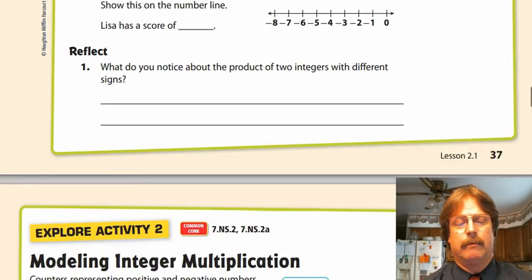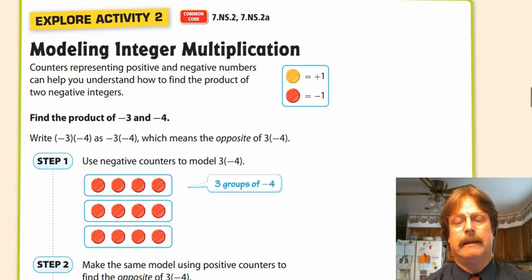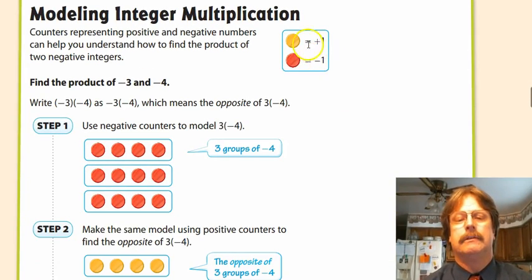So moving on here, we're going to use the number chips, okay? And if you remember, the yellow is +1 and the red is -1. So we're going to find the product of -3 and -4. So -3 times -4, and I think this is a little confusing, so I'm going to show you a little bit different way, and I think it will help you out tremendously.